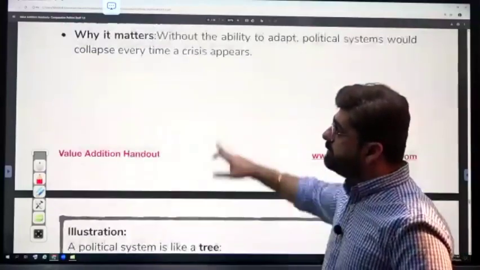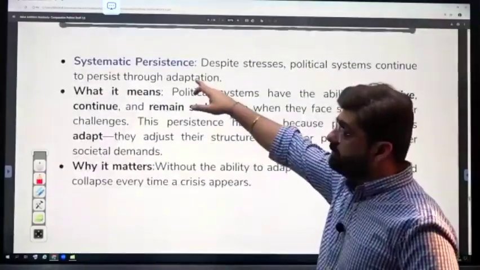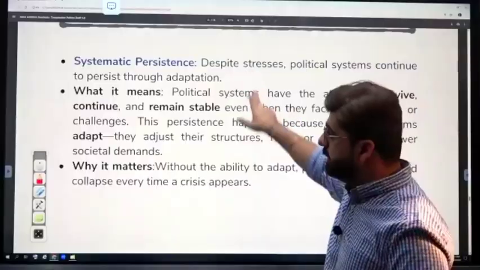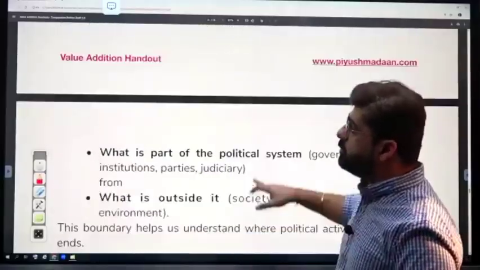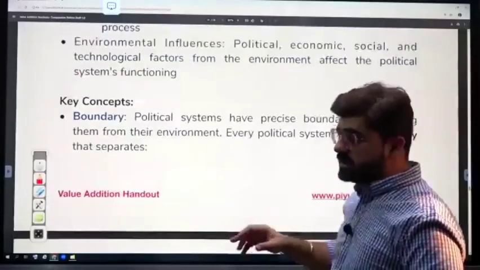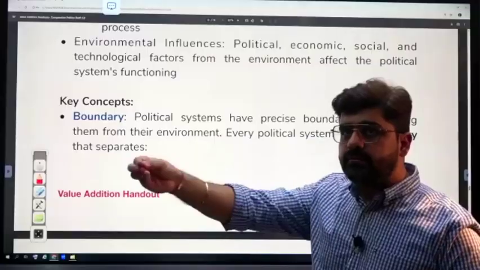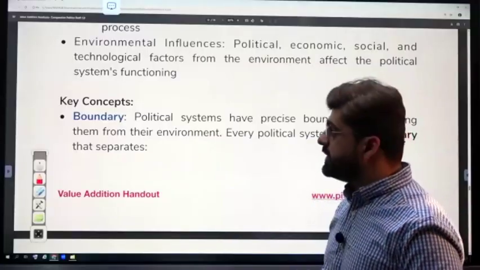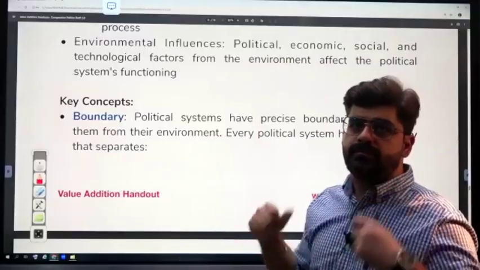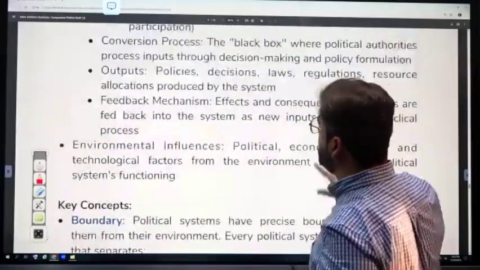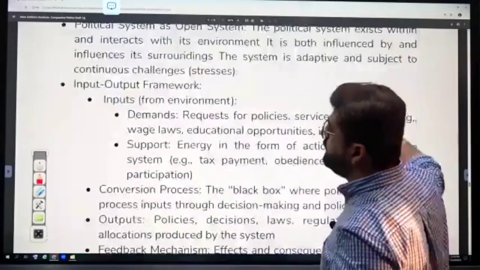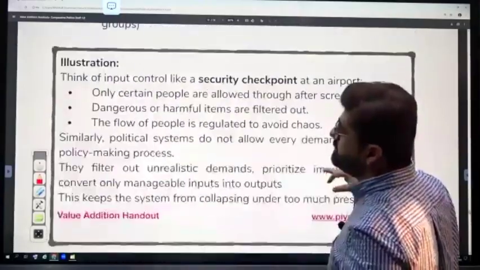Every system will persist because it is highly adaptive. Every system will have a boundary through which it can clearly identify how it is interacting with other systems, and that is how खेला होबे चल रहा है खेल. ठीक है, ये है हमारी डेविड ईस्टन की सिस्टम्स अप्रोच.